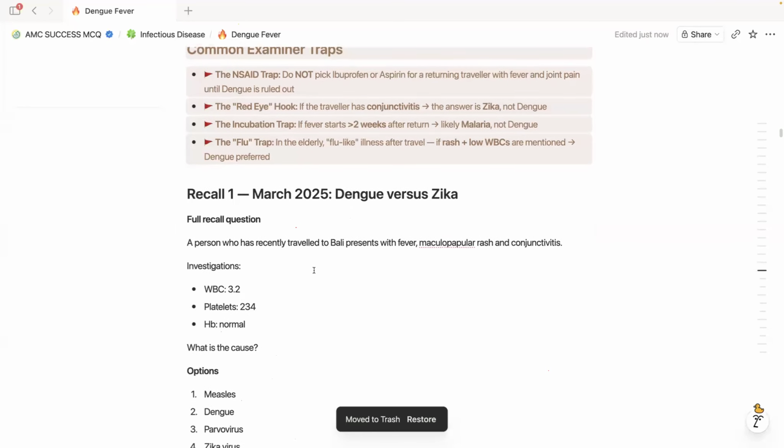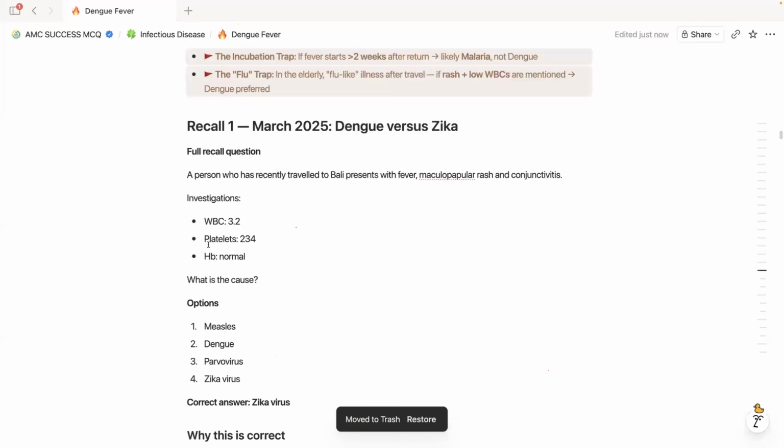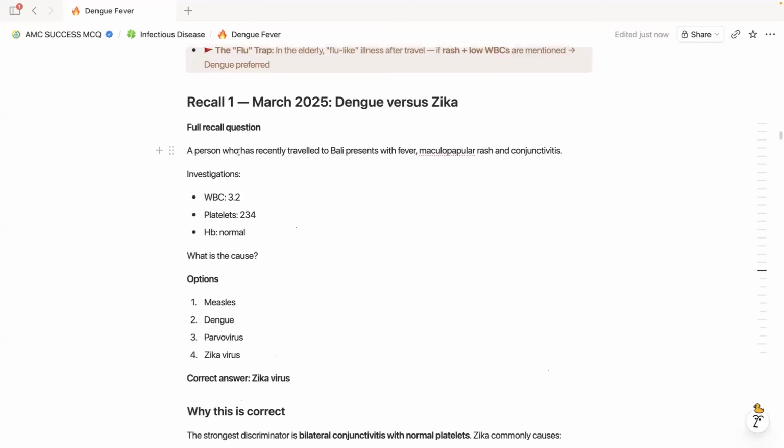Okay, so now this recall I added just now. This recall says a patient who has recently traveled to Bali presents with fever, maculopapular rash, conjunctivitis. Investigation shows WBC low, platelet normal, hemoglobin normal. What is the cause? Measles, dengue, parvo, or Zika.